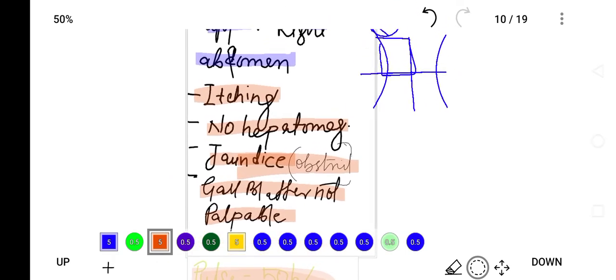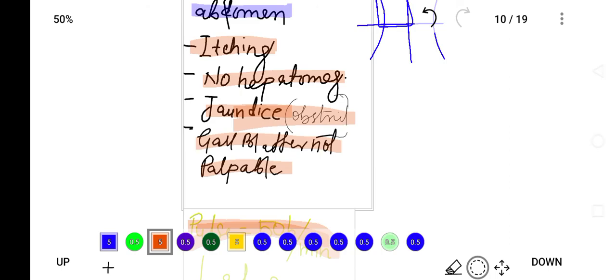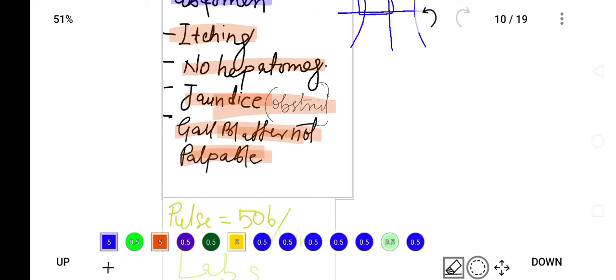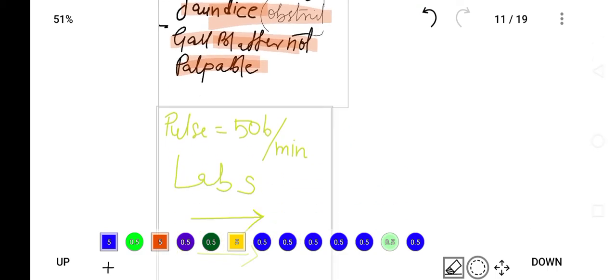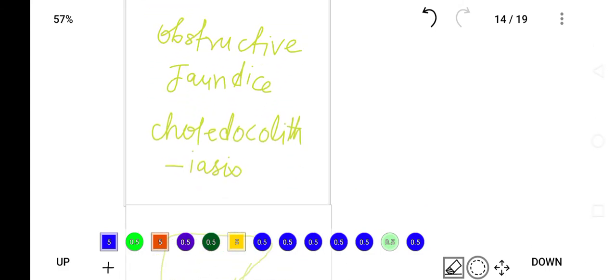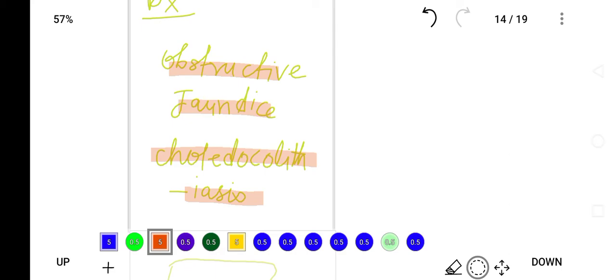Now the clinical scenario shows that the patient has right upper quadrant pain, itching in the skin, no hepatosplenomegaly, there is jaundice, yellow discoloration of the skin and mucous membrane, gallbladder is not palpable, and pulse is 50 beats per minute, meaning bradycardia. So what are the causes for this patient? As in the clinical scenario, no hepatosplenomegaly is there, the patient has jaundice, and gallbladder is not palpable. So the diagnosis for this patient will be obstructive jaundice, choledocholithiasis. The patient will have choledocholithiasis because gallbladder is not palpable and there is jaundice present, with no hepatosplenomegaly. So that will be choledocholithiasis.